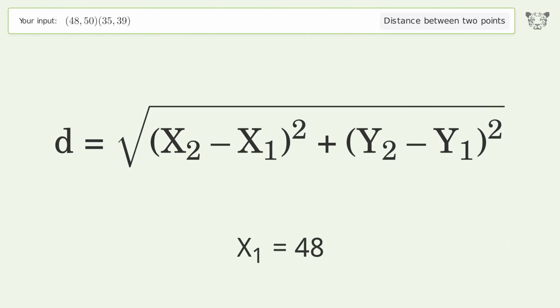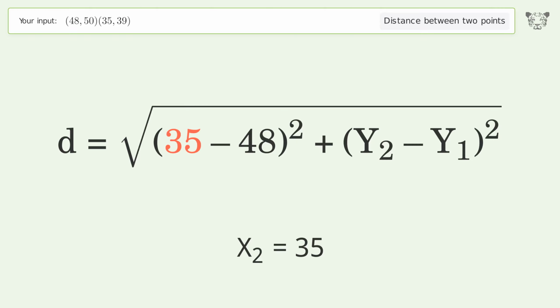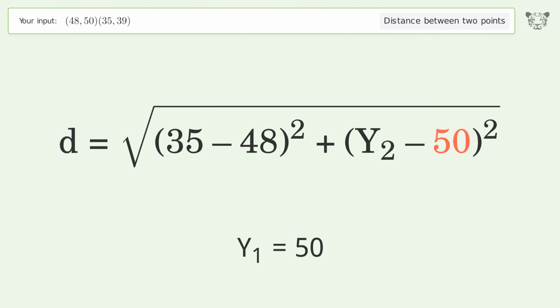x1 equals 48. x2 equals 35. y1 equals 50. y2 equals 39.